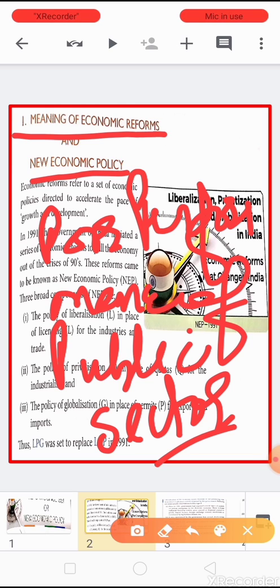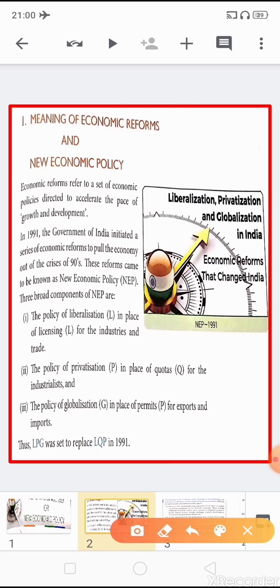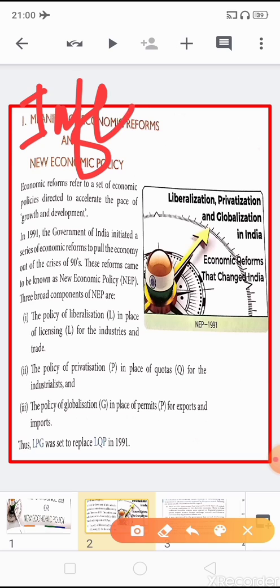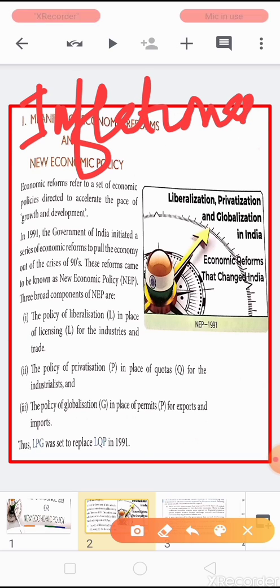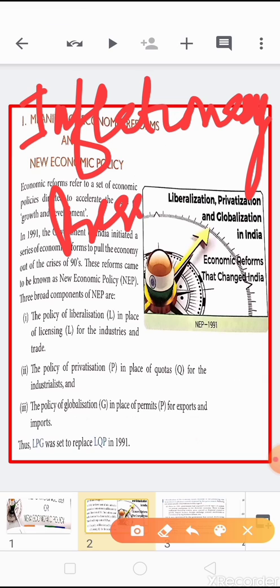Now the second reason is the deficit in the balance of payments. Children, a deficit in the balance of payments arises when the foreign payment for imports exceeds the foreign receipts from exports. So that was also a reason for these new economic reforms to be taken up. Next, children, is inflationary pressures.